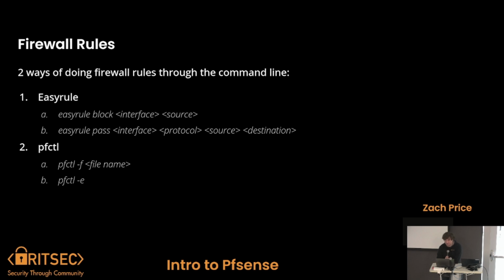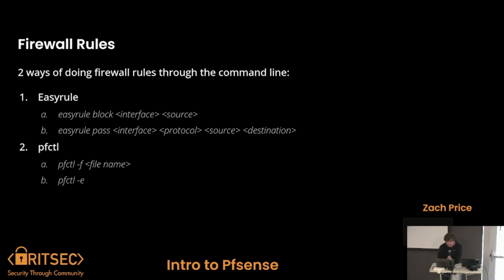So, firewall rules through the command line. There's 2 ways. You can either do easyrule or pfctl. Easyrule essentially lets you do pfctl commands without as much nuance as there is with pfctl. So with easyrule, if you want to block something, you just choose an interface and a source IP. So if you know red team is sitting on 10.1.1.1, you can just do easyrule block WAN 10.1.1.1. Pretty simple. Passing is a little more specific. You need to have the interface, you need to know the protocol you want to pass, the source, and the destination. You can put any for a lot of these.